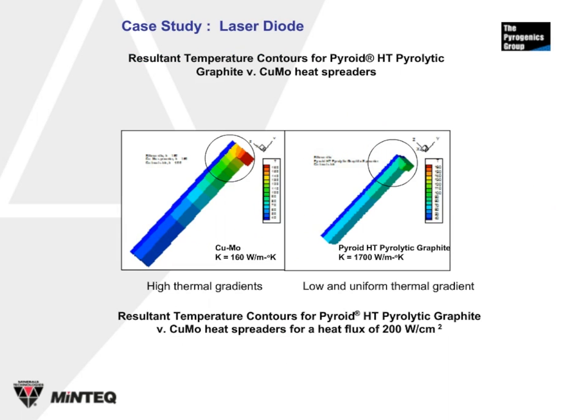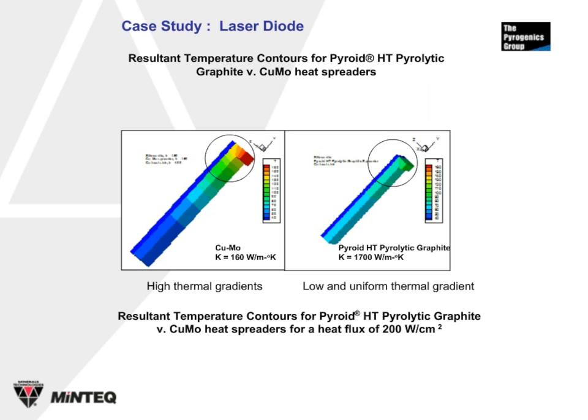This schematic demonstrates the difference in heat spreading capability for Pyroid HT pyrolytic graphite on the right-hand side with a thermal conductivity of 1700 watts per meter K versus a copper molybdenum with a thermal conductivity of only 160 watts per meter K. And notice that not only is the junction temperature underneath the laser diode much cooler in the case of the Pyroid HT, but it's also much more uniform across the body.